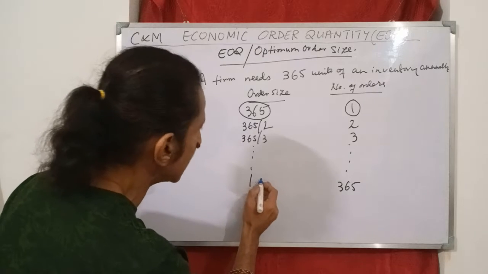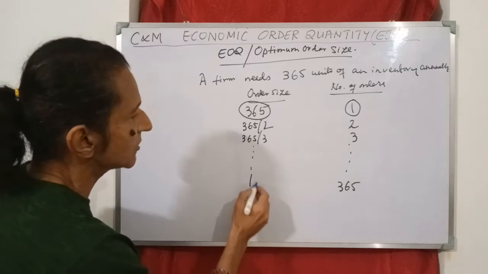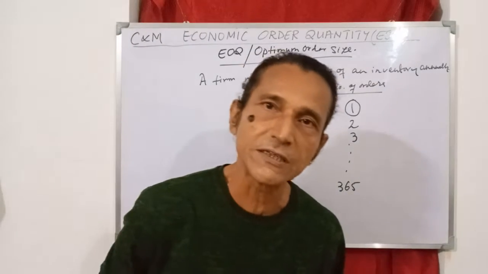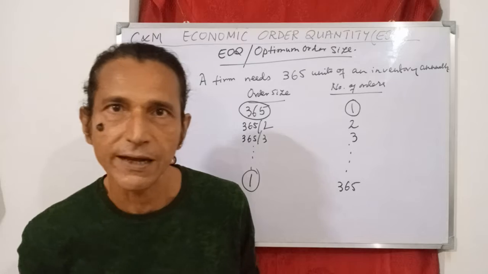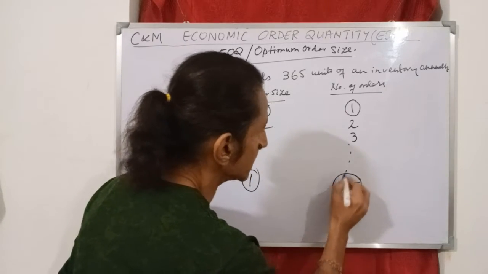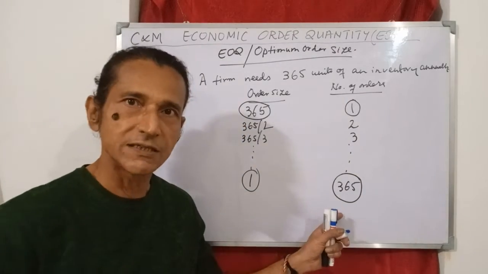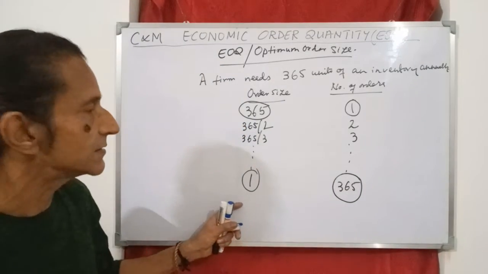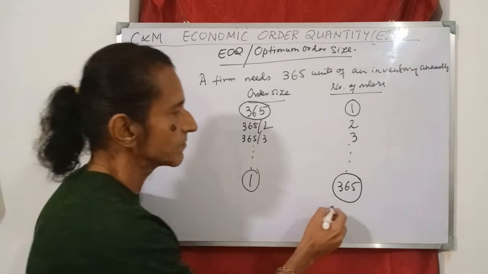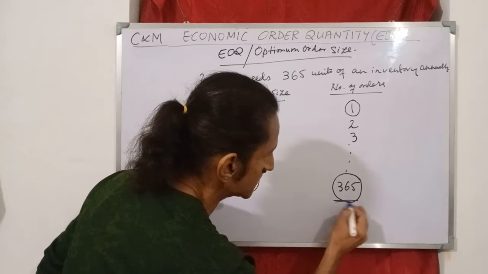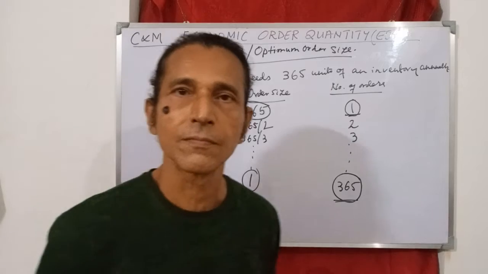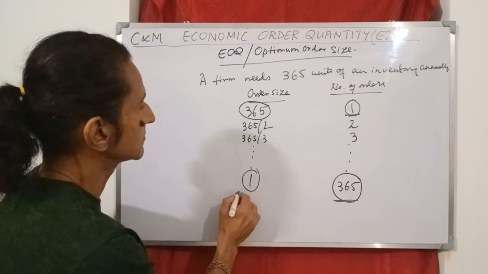And look at this other extreme. When the order size is 1, that means the firm is placing an order for 1 unit at a time, and throughout the year, every day the firm is placing an order. Number of orders is 365. This means here the firm is not carrying the inventory, but the firm is placing 365 orders. Here the firm is placing only 1 order. So these are the two extremes.